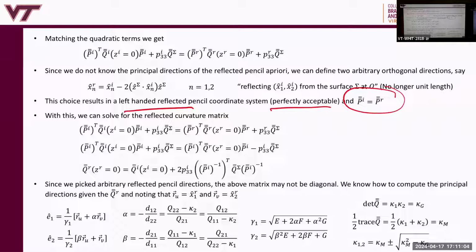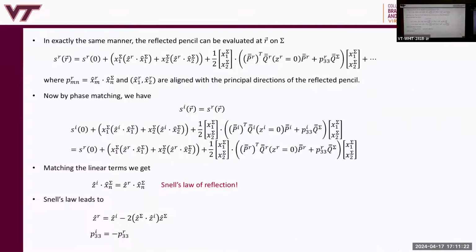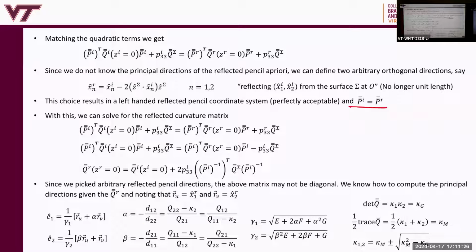Right? The incidence x_y are equal to x1, x2. Incidence equal to x1 and x2 reflected. They're equal, so their projection matrices are the same. So now we can solve for the reflected curvature matrix because P incident is equal to P reflected, and we saw here that P33 incident is equal to negative P33 reflected. All right, so we do that.